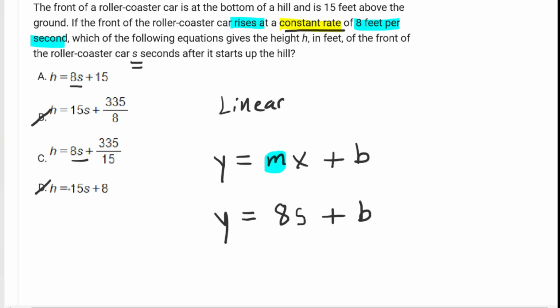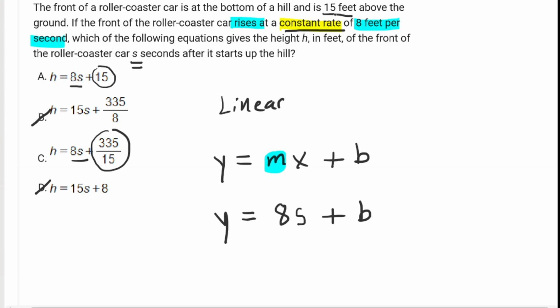And then often what you want to do on the SAT is just look at the difference between the remaining choices. And the difference is that in choice A, we have a y-intercept of 15, and then in choice C, we have a y-intercept of 335/15. Not really sure where the 335 would come from. If you reread the problem, you would notice there's really no mention of the 335. There is a mention of the height, 15 feet.